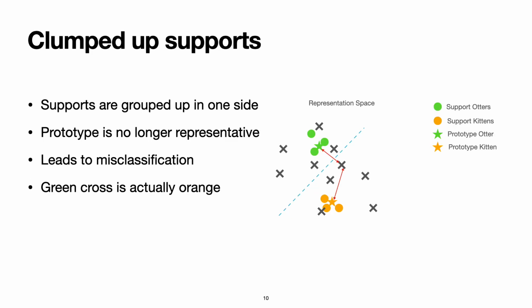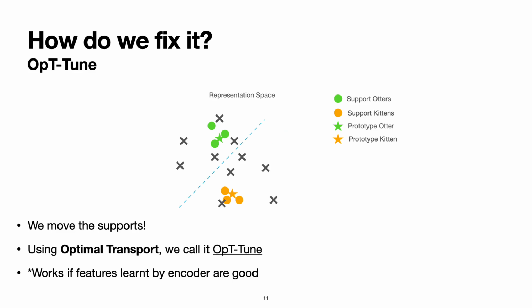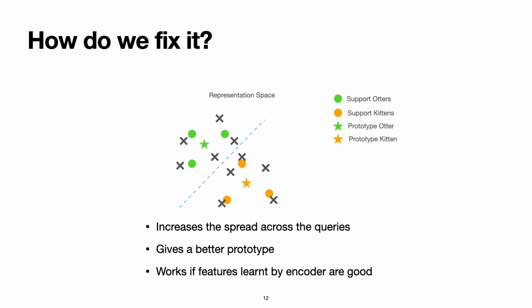One problem that we noticed was that support representations were often clumped up together in one part of the representation space. This led to the prototype being no longer representative of the class and led to a lot of misclassifications. In order to counter this, we came up with an algorithm that uses optimal transport to project the support embeddings into the query domain. This allows for more representative prototypes and increases our classification score.